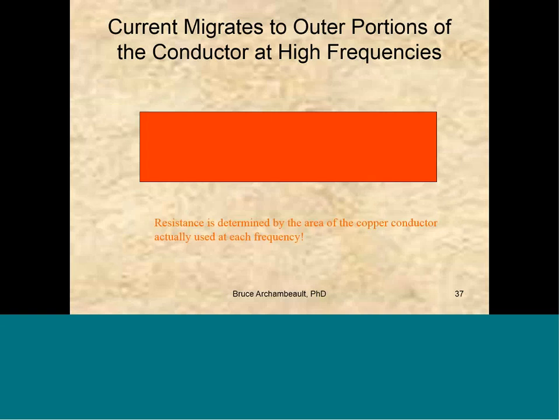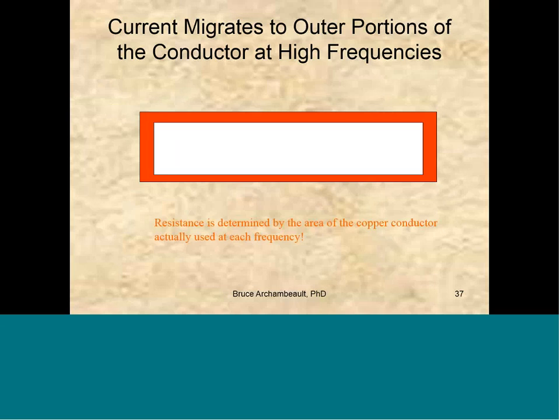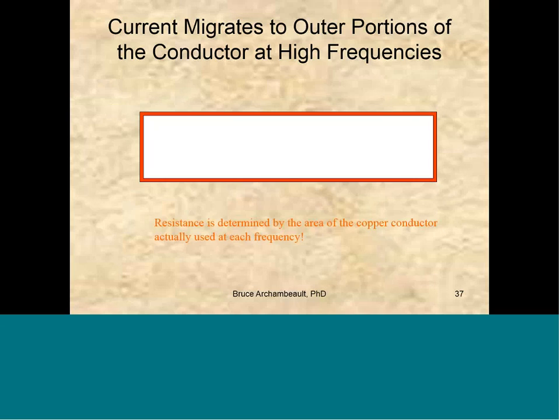So just to show you this, if this was a trace, for example, coming out of the board at you, at very low frequencies, the current is everywhere in this cross section of the trace. As we go higher in frequency, the current tends to migrate just to the outer edges, and I end up with only current around the edge here. And so that's an example of skin effect at high frequencies.